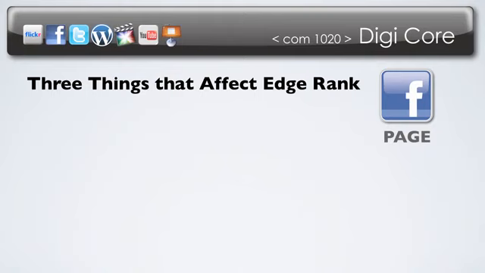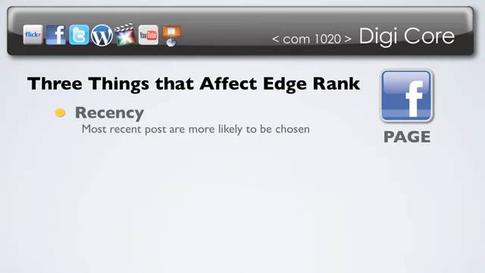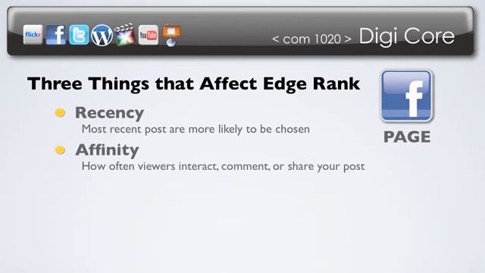So there are three things that affect your EdgeRank. The first one is called recency. The most recent posts are most likely to be chosen. The second is affinity. How often viewers interact, comment, or share your post will affect your EdgeRank. Often you'll find people who will include a question or even make a trivia question inside their post to try to increase their affinity. The third is EdgeWeight. By including pictures, videos, and links, you increase your EdgeWeight, which overall will increase your EdgeRank. So the three things that affect EdgeRank are recency, affinity, and EdgeWeight.